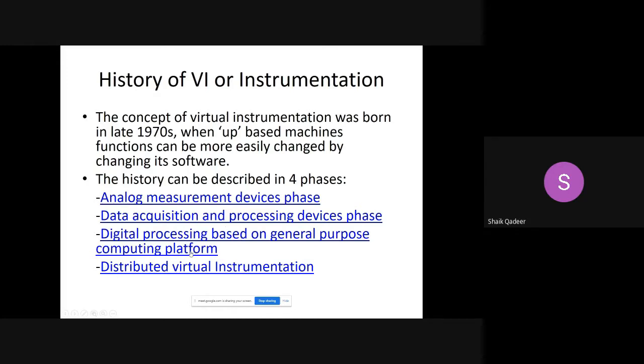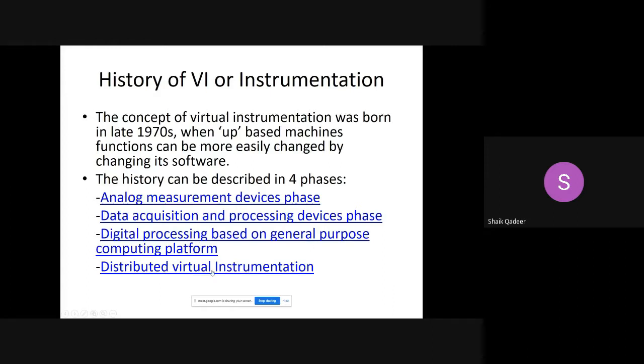So in this particular phase, we started using computer to implement some functionality of instrument. So the first recognized one is LabVIEW. LabVIEW launched its 1.0 version in maybe I think 1970 for doing instrumentation on digital domain. So this is called digital processing based on general purpose computing platform.